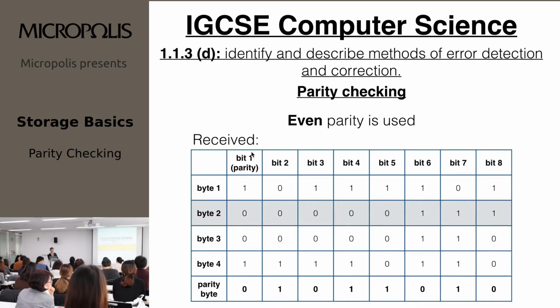So let's check where it is vertically. 1, 2, that looks good. 1, 2, 1, 2, 1, 2, 3. Here we are again. So this must be the bit that's been transmitted incorrectly.